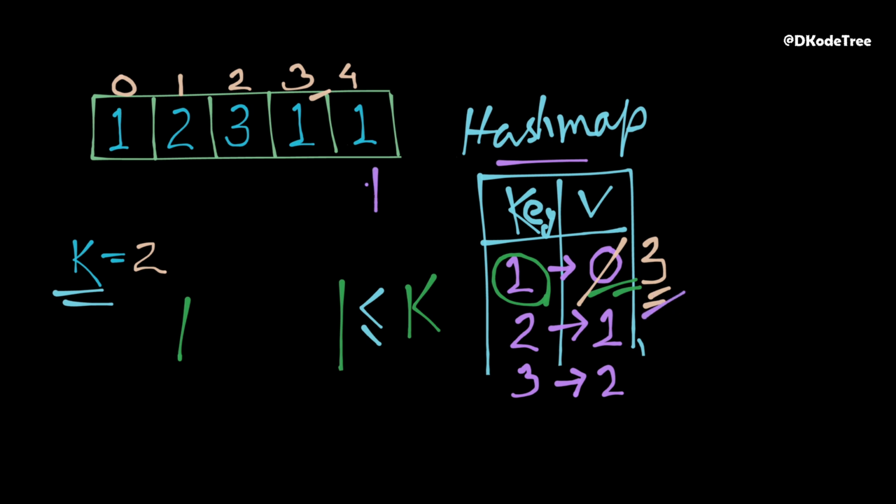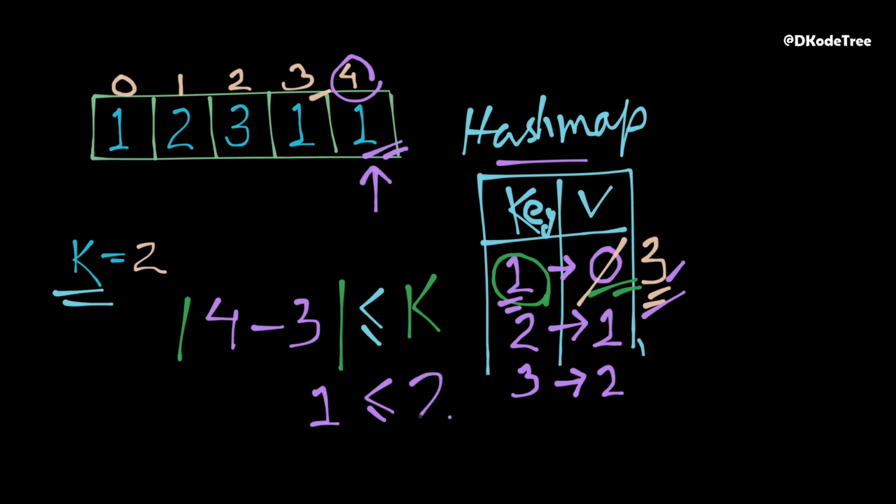Next, we reach the 4th index and here also we see a 1. We will again check if 1 is in our hash map or not and it's already there. So we will calculate the difference between the index of the current one and the one that is already in our hash map. So that will come down to 4 minus 3, which comes down to 1, which is actually less than or equal to our k value, that is 2. So this time we can say that this one is actually a nearby duplicate of another one. So we will return true as the result.